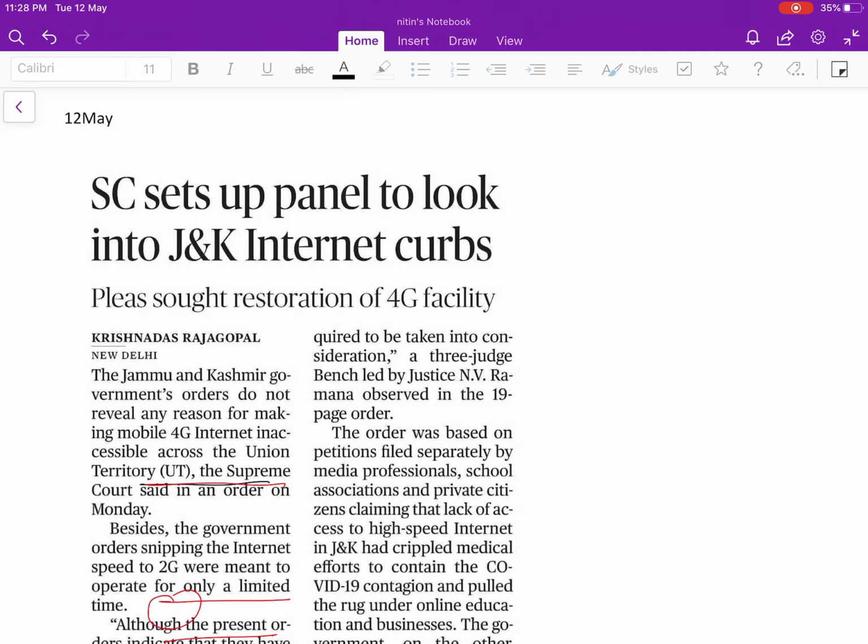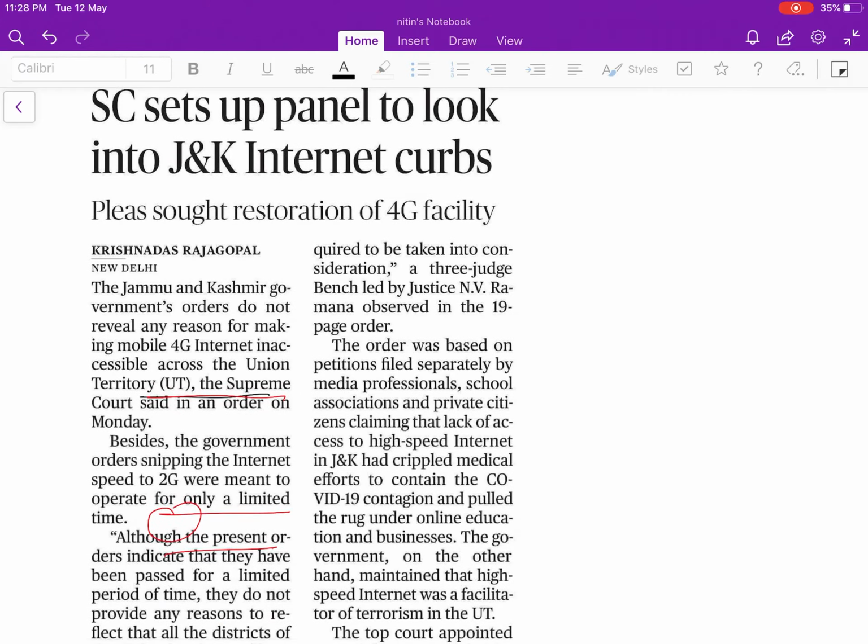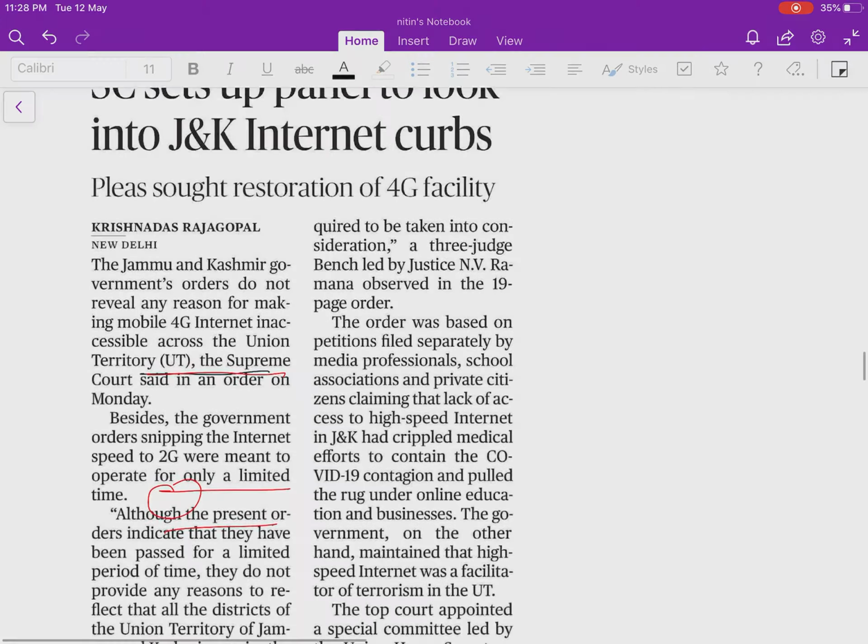Well, the first article that we have is on the first page, that is Supreme Court sets a panel to look into Jammu and Kashmir internet curbs. So how can this news be relevant for our UPSC examination?